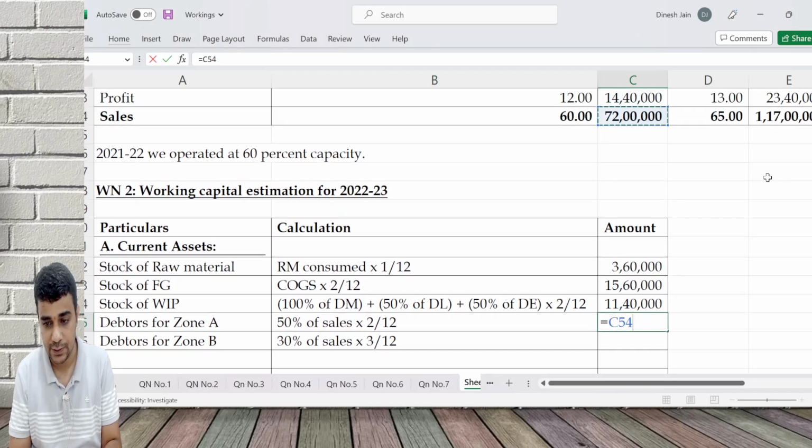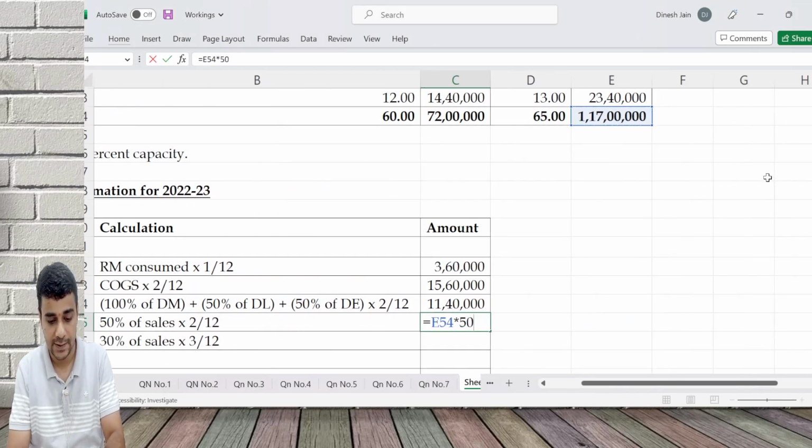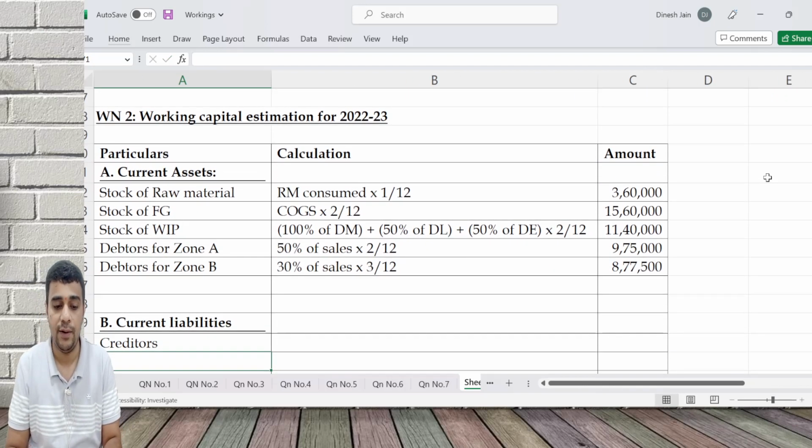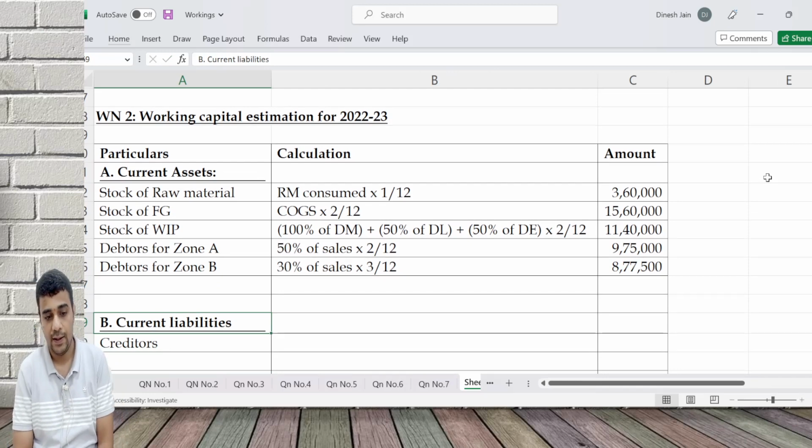50% sales into 2 by 12. Sales into 30% into 3 by 12. Zone C, I don't have anything because that is cash sales. Zone A is 50% of sales into 2 by 12. Zone B is 30% of sales into 3 by 12.